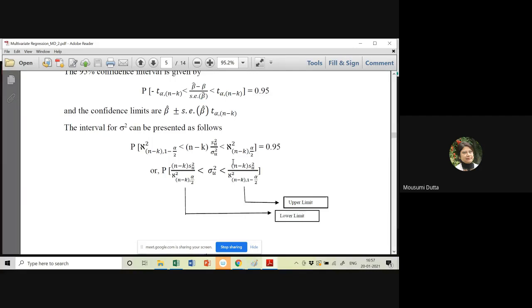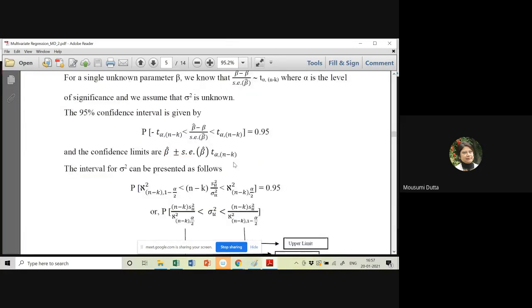Any question regarding the interval estimation? Hope by this time everyone has changed this alpha to alpha by 2 for the t, alpha by 2. All this alpha will be alpha by 2.